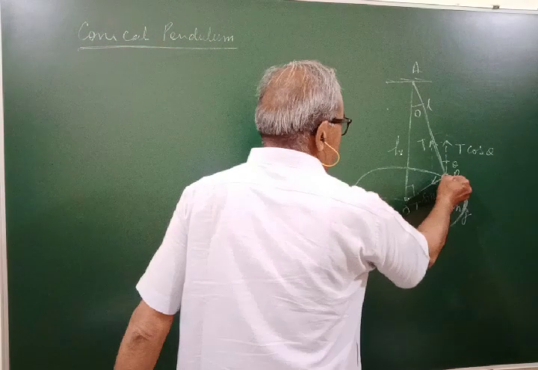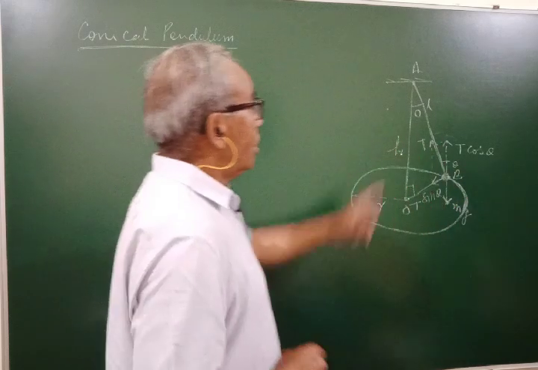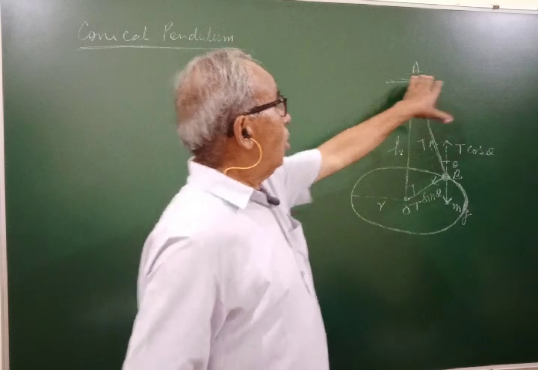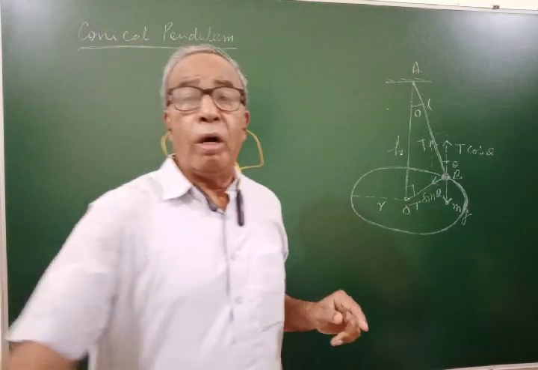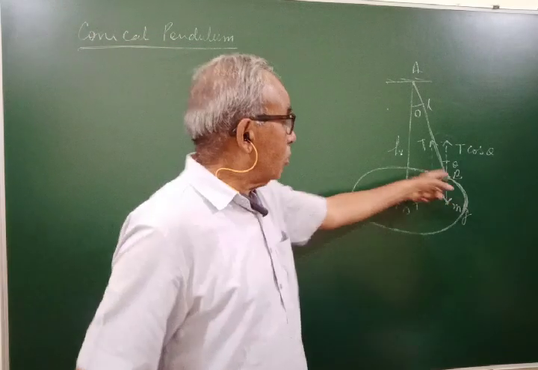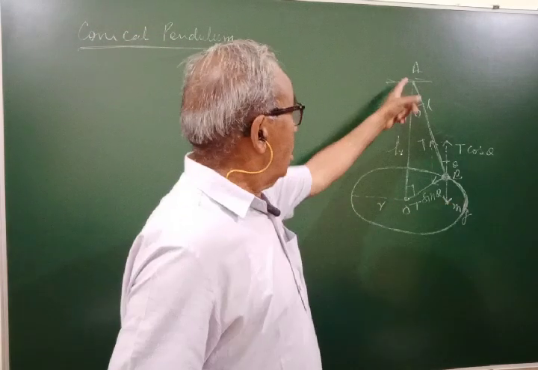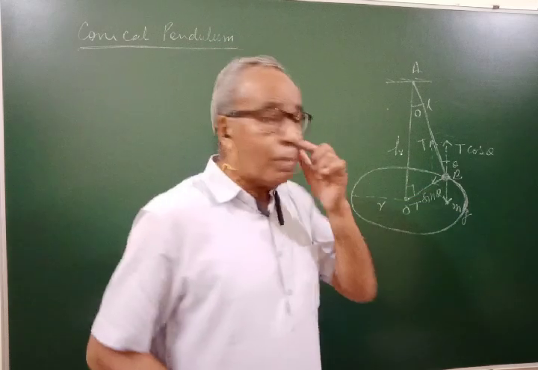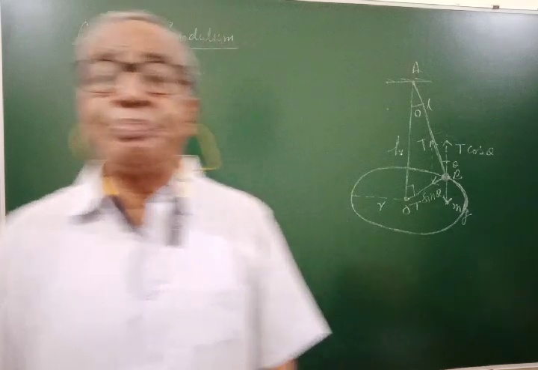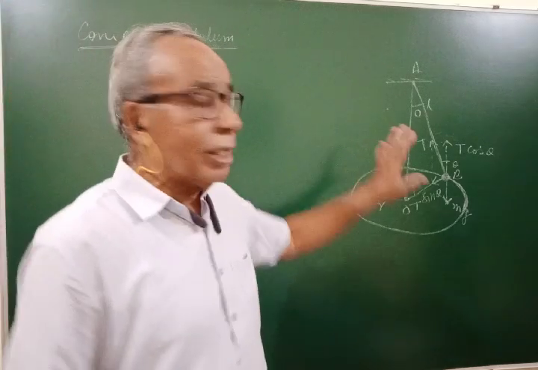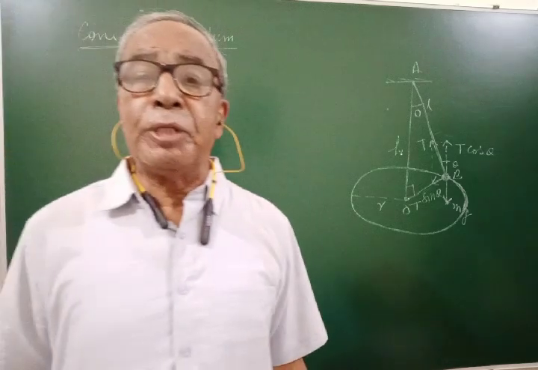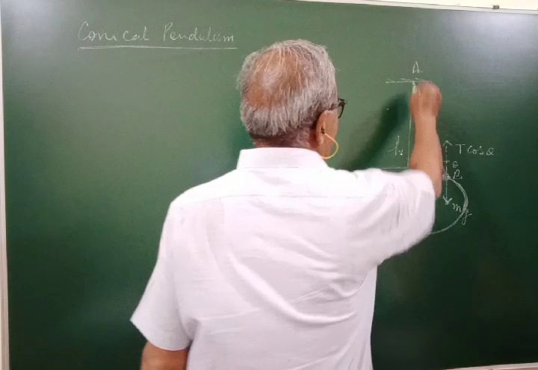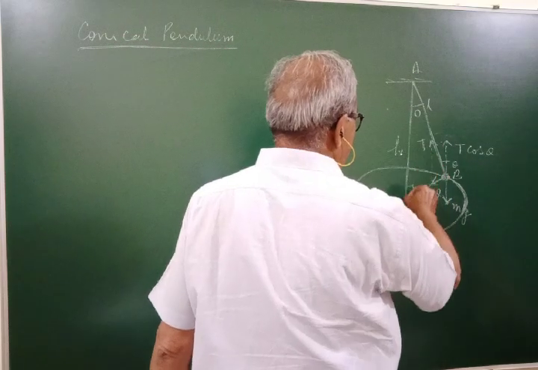A heavy point mass tied to one end of a string, whose other end is connected to a rigid support, when rotated along a circular path about center O, as shown in this figure, is called a conical pendulum. Actually, this topic is an application of centripetal force. So we will derive the expression for time period.